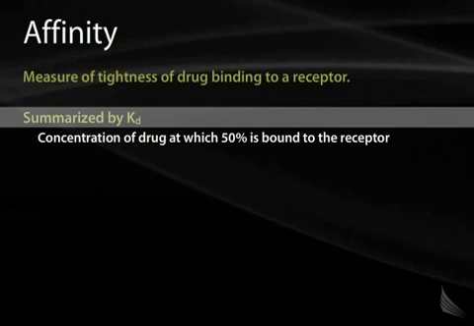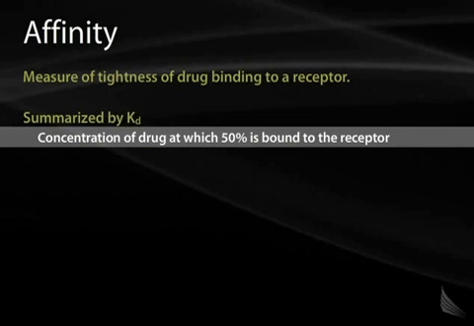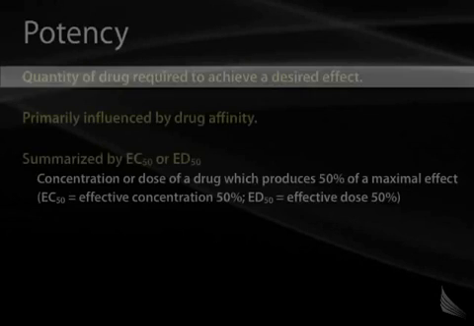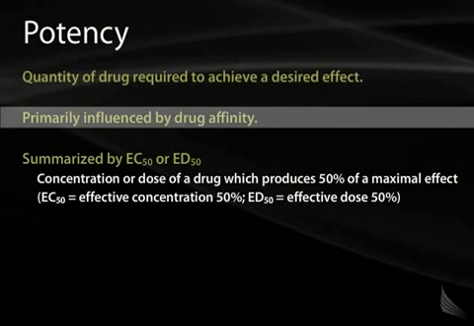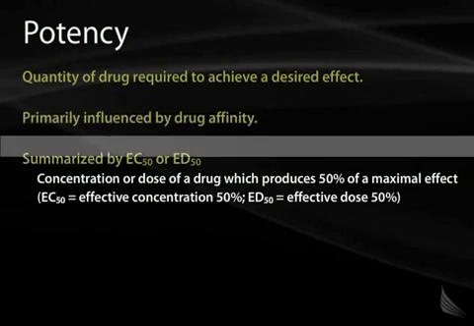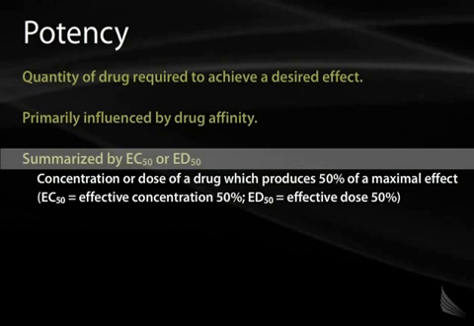Kd is a value that each drug has for a certain receptor, and it is defined as the concentration at which 50% of that drug is bound to the receptor. The potency of the drug is defined as the quantity of the drug required to achieve a desired effect. It is influenced by affinity, and it is summarized by the ED50 or the EC50.